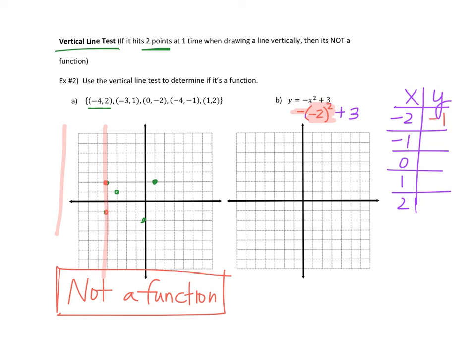Okay, then we do it with -1. The opposite of -1 squared plus 3. So -1 squared is 1. The opposite of that is -1. -1 plus 3 is 2. Okay, and then we plug in 0. The opposite of 0 is 0. There's no opposite there. So 0 plus 3 is 3.